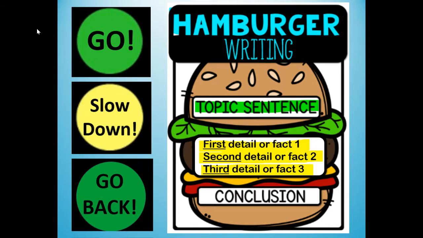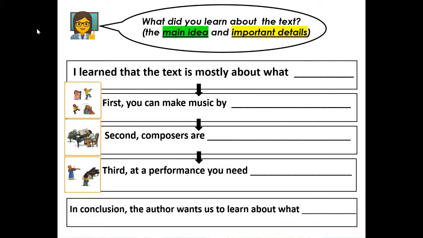And then we're going to green go back, remind the reader of the topic, and I'm going to give you your conclusion sentence, which reminds the reader of the main idea or topic sentence. So you're going to answer this question. What did you learn about the text, the main idea, and important details? So again, we're going to use our green and yellow colors, some colors you see in the traffic light.